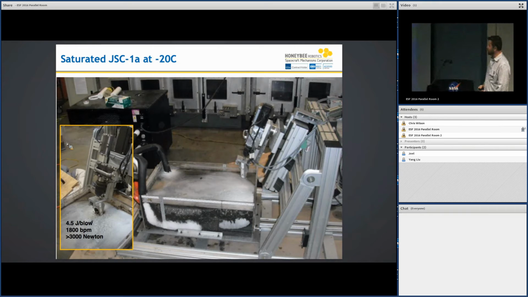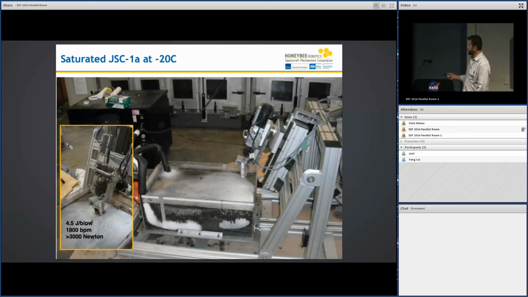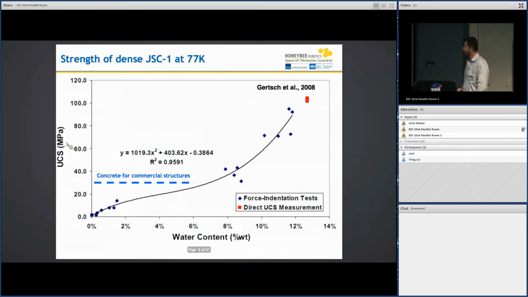Here is an example of JSC-1A, which is a lunar simulant, at only -20 C. And here we used a percussive hammering scoop. It uses something close to 5 joules per blow, which is much bigger than most of the Home Depot drills. It's a lot of joules at 1,800 blows per minute and 3,000 Newton force, and we could barely penetrate these formations, only at -20 C.